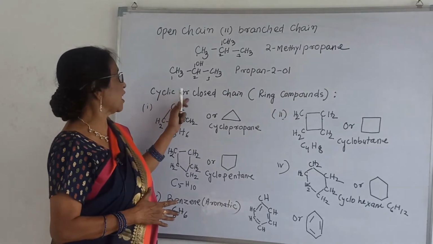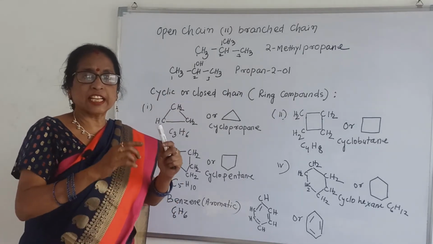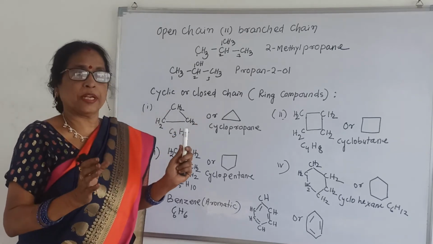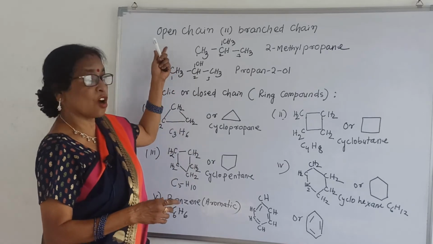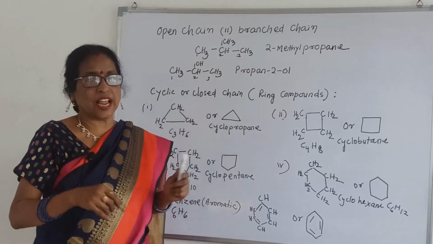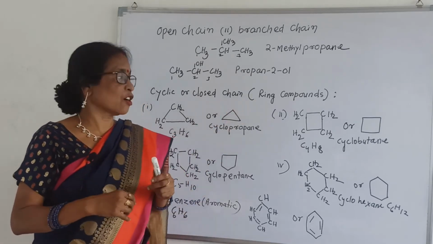Then come to cyclic or closed chain. Cyclic means the form is cyclic, or closed, both ends not open. That is why the other is called open, because both ends are open, and here it is called closed because both ends are closed. That is also called ring compounds.